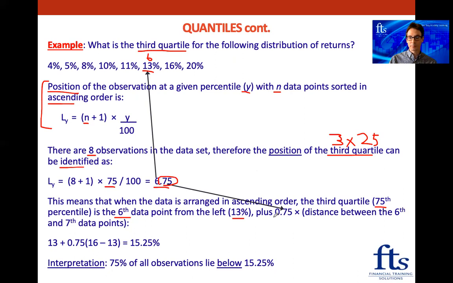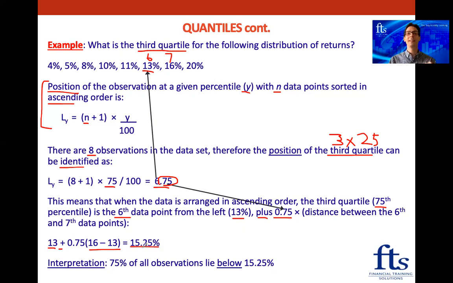So we've got to add on 0.75 times the distance between the 6th and the 7th data point. There's the 7th data point over there. So it's going to be the 6th data point from the left, the 13%, plus 0.75 multiplied by the distance between the 6th data point and the 7th data point. So that is 15.25%. So that is the third quartile. The third quartile is 15.25%.